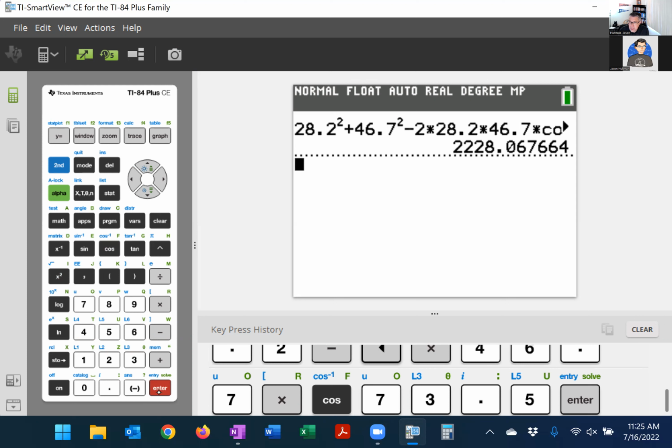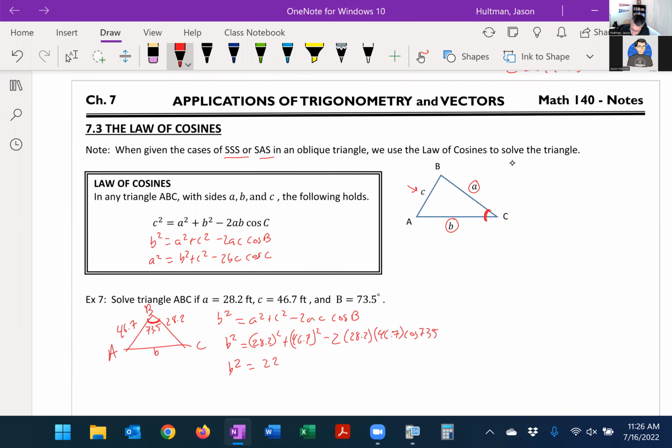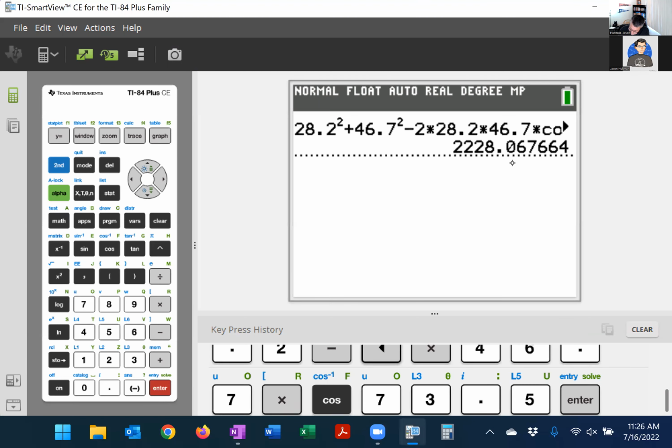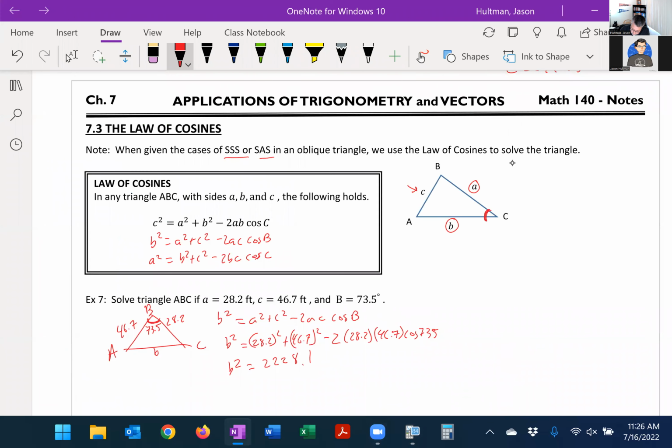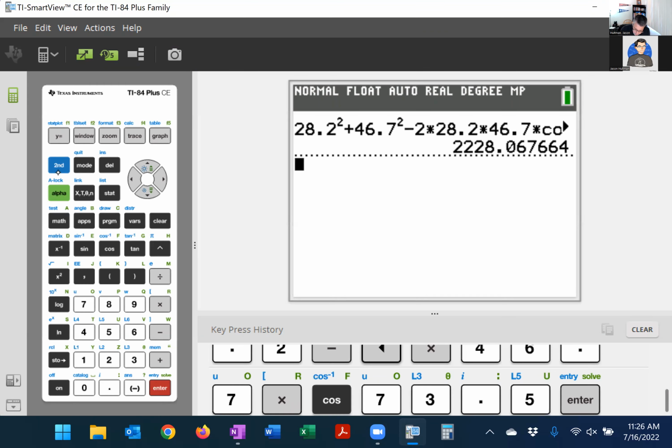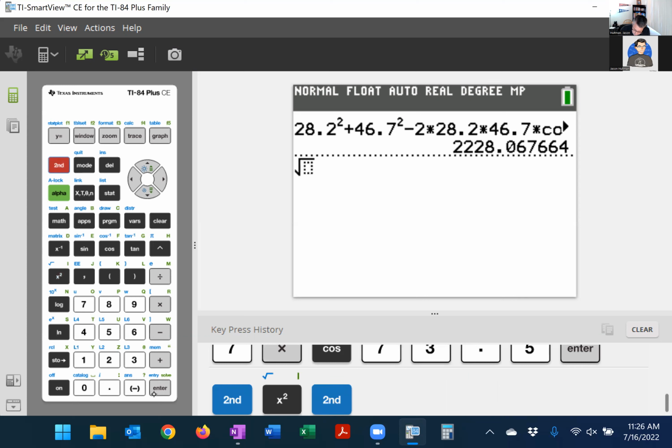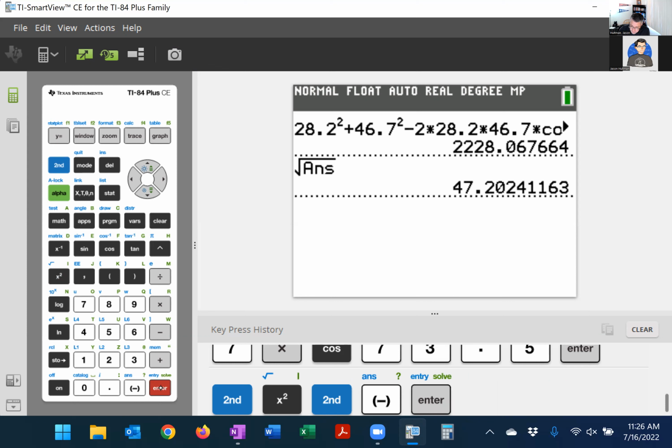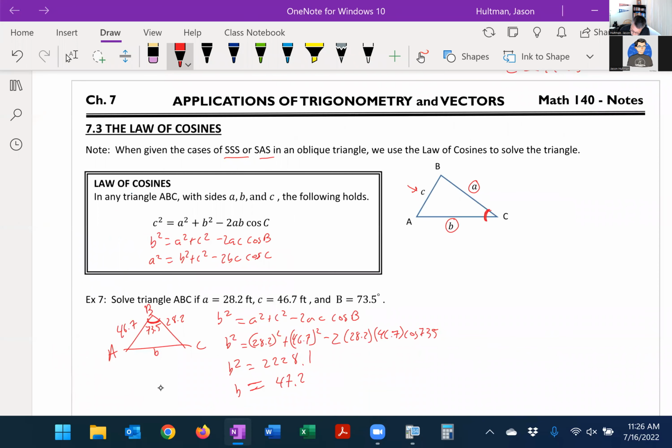Okay, and I get about 2228.06, and this is supposed to be the length of a side. So why is this such a big number? Well, it's because it's being squared. Remember, this number here that we got was B squared. So B squared was about 2228.1. If I square root that, then I get side B. Let's just square root the answer here. Okay, it's about 47.2 feet. That's a little bit better. Makes a little bit more sense. So 47.2 feet. Okay, so we have side B there, which is nice.